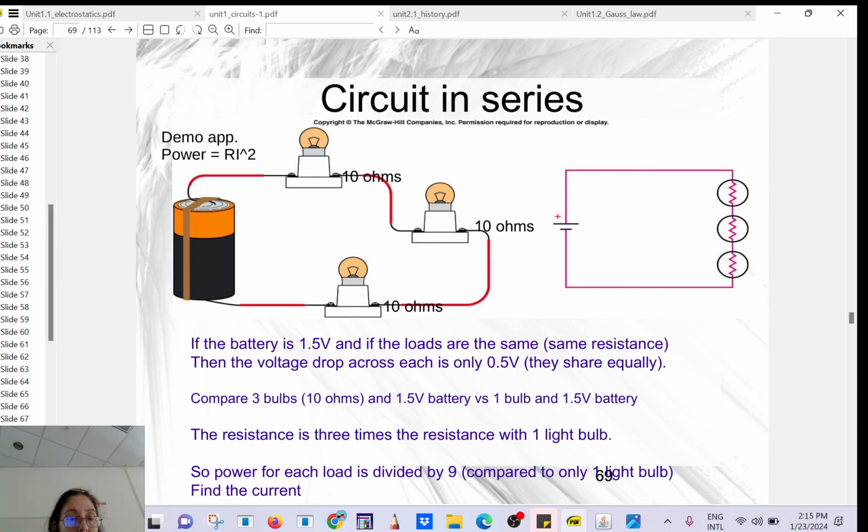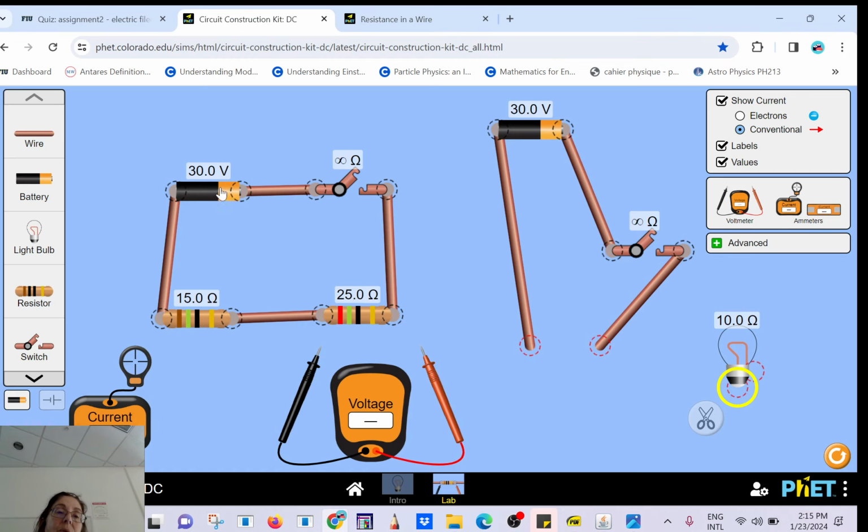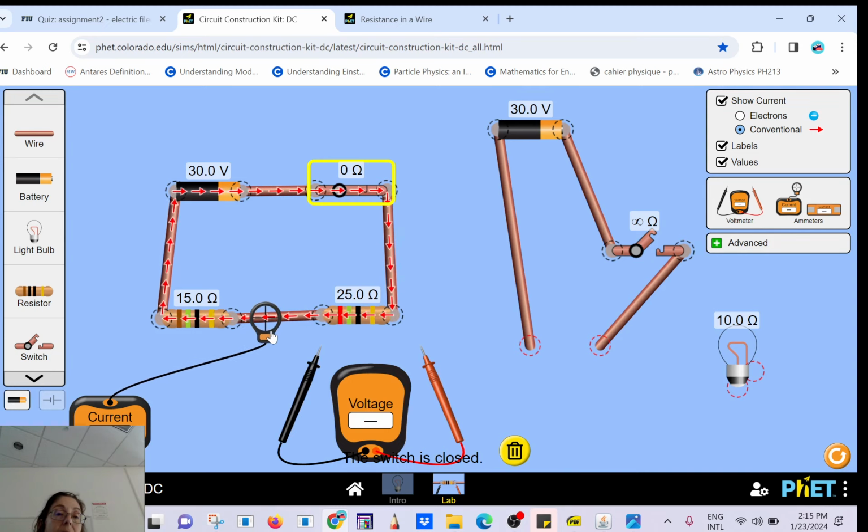Let's see. We stop in here, circuit in series. So let's do a simulation first. I have a circuit, so focus on that circuit here. It's a circuit in series because I have two loads next to each other. Is the current the same everywhere? It's like a pipe flowing. Is there anywhere for the current to go? Is it going to be everywhere the same? Let's see. Is it everywhere the same? Yes, right? You see, they are all moving at the same rate.